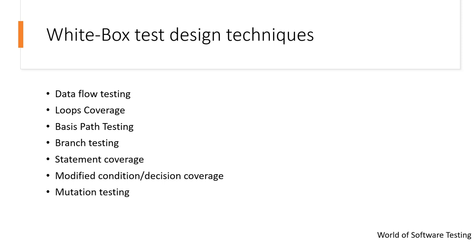The second technique is loops coverage. The developer tests all the loops to check whether they are getting terminated properly or not. The next one is basis path testing. In case of basis path testing, each path should be tested or executed at least once by the developer. The next one is branch testing. In branch testing, the test cases are designed so that each branch from all the decision points is traversed at least once.